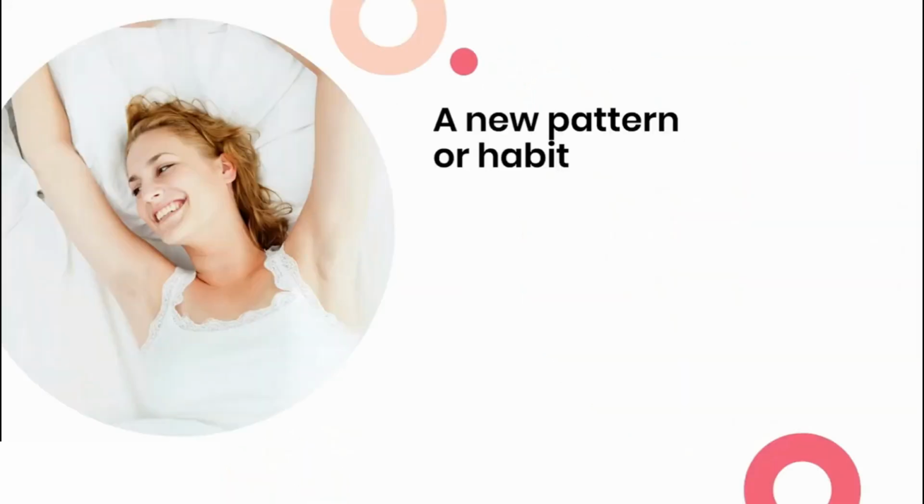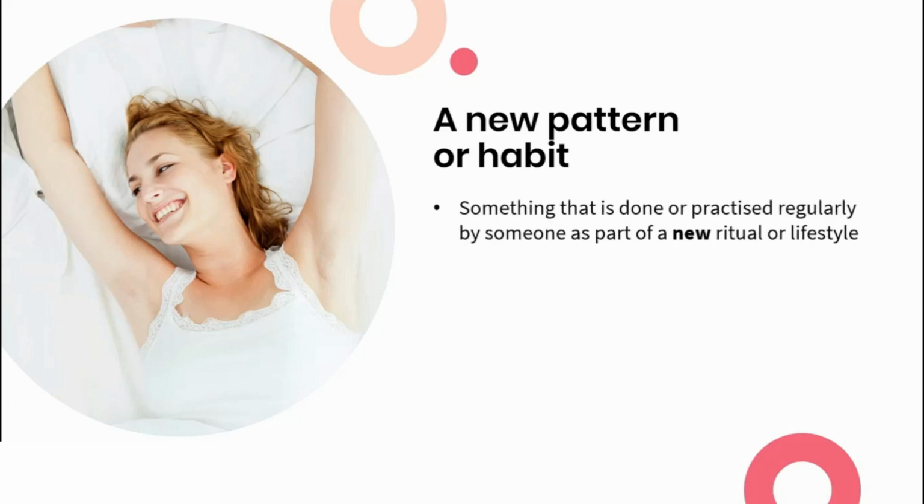Next, you can use present continuous tense when you are talking about a new pattern or habit. In other words, something that is done or practiced regularly by someone as part of a new ritual or lifestyle. Now, emphasis on new. If it were an old habit, you could just use present simple tense instead.